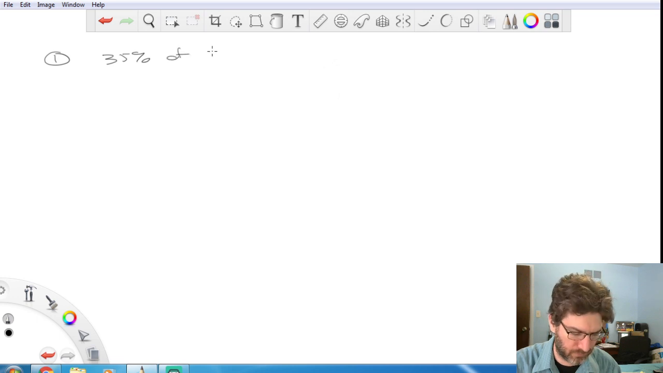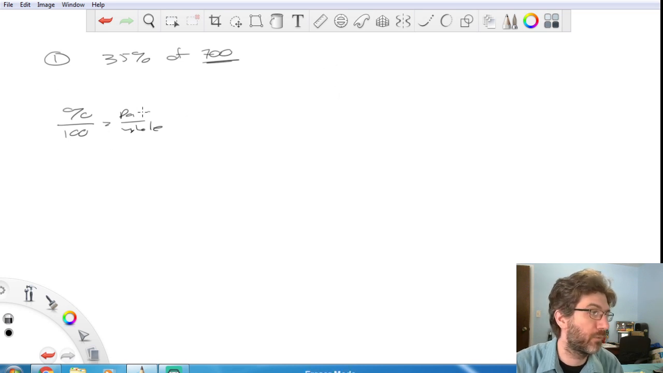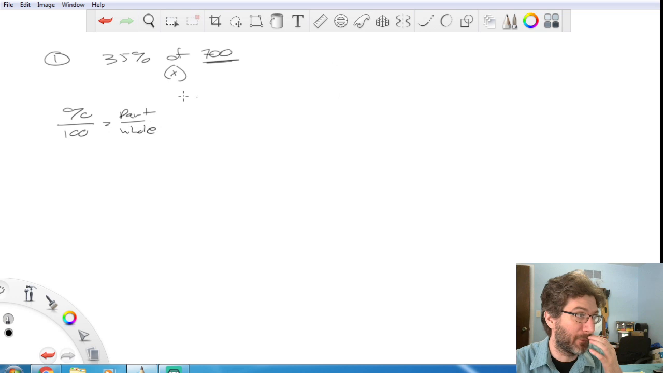35% of 700. Again, easiest way to do it, percent over 100 equals part over whole. This is a part, this is a percent. The hardest thing about doing this, though, is kind of determining what is a part and what is a whole. The other way you can think of is that of means multiplication whenever you see of in math. So you're really just doing 35 times 7. Well, making this a decimal, multiplying it by 700. That's the other way to do these.